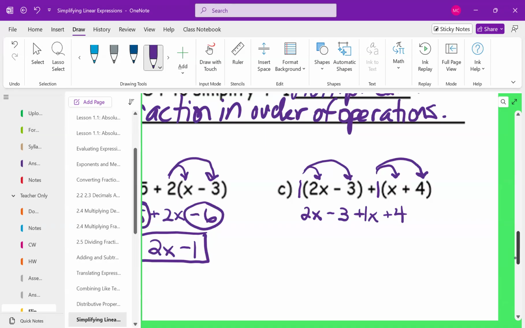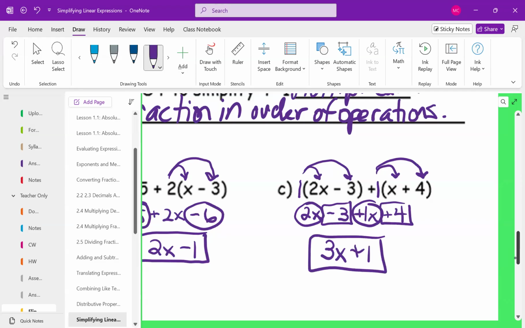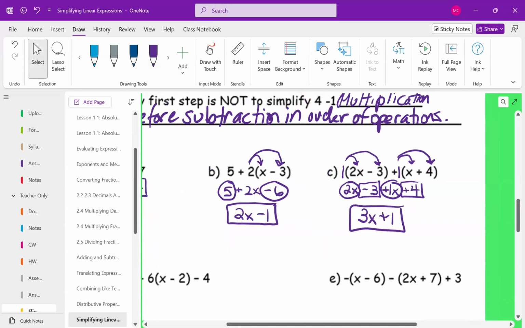Once you've distributed, we'll combine like terms. So we have 2x and 1x, which is 3x. And then our constants, negative 3 and positive 4, positive 1. So our simplest form is 3x minus 1.